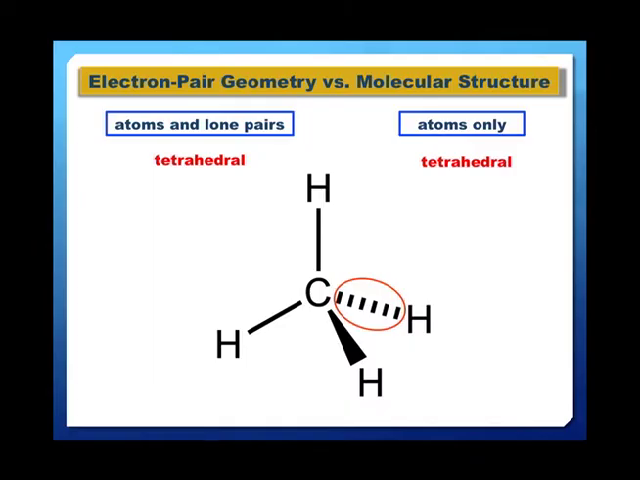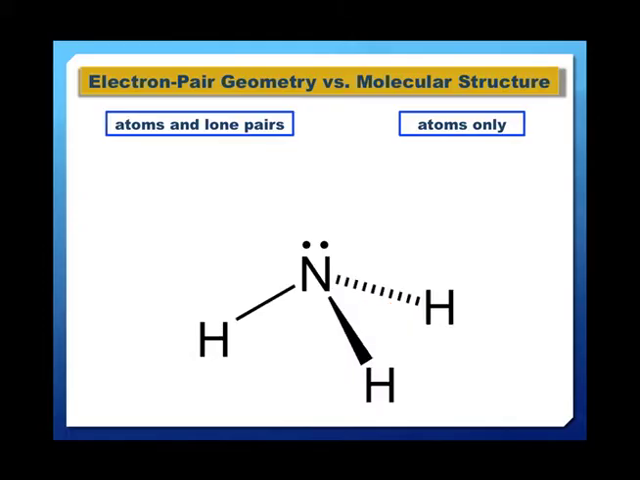If we look at other molecules that have tetrahedral electron pair geometry, we can see that the molecular structure will begin to change as we replace atoms with lone pairs, because the molecular structure is only concerned with the locations of atoms, not lone pairs. Look at ammonia, for example. Nitrogen has three bonds to hydrogen atoms and one lone pair. That's four electron domains, so ammonia has tetrahedral electron pair geometry.